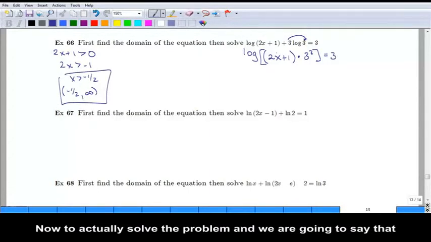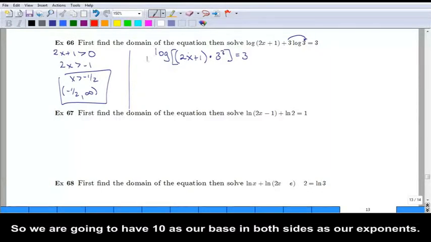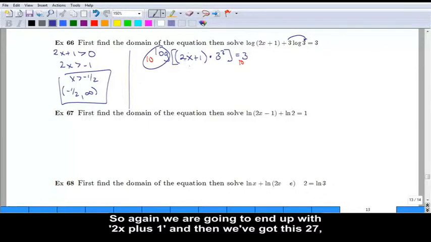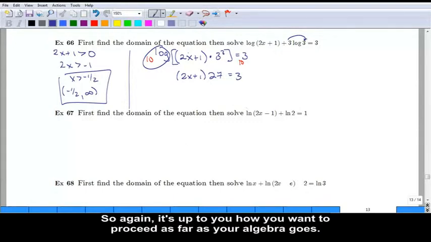Now to actually solve the problem, we need to get rid of the common logarithm, which is log base 10. So we are going to have 10 as our base and both sides as our exponents. So again, we're going to end up with 2x plus 1, and then we've got 27, because that would be 3 cubed, is equal to 3. So again, it's up to you how you want to proceed as far as your algebra goes.